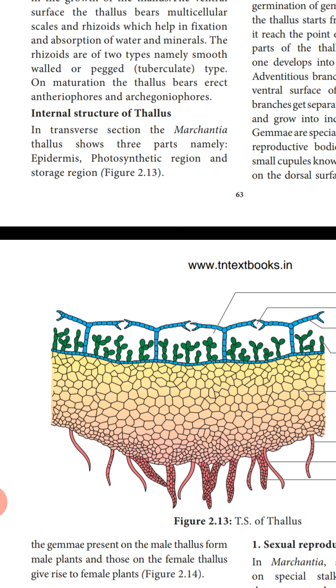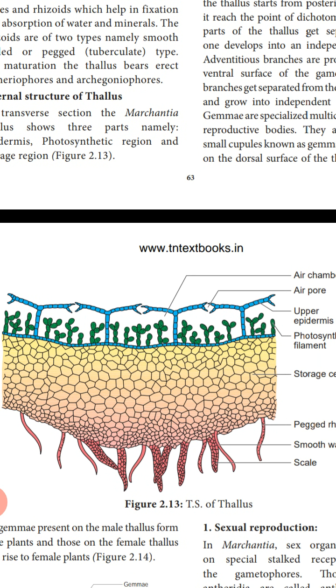So here you can see that it has two epidermis. The upper epidermis, the blue colored cells, represents the upper epidermis. The upper epidermis is present and the lower epidermis is present. The upper epidermis is interrupted. It is not a continuous layer. There are small pores present there. Okay, so they are the air pores.